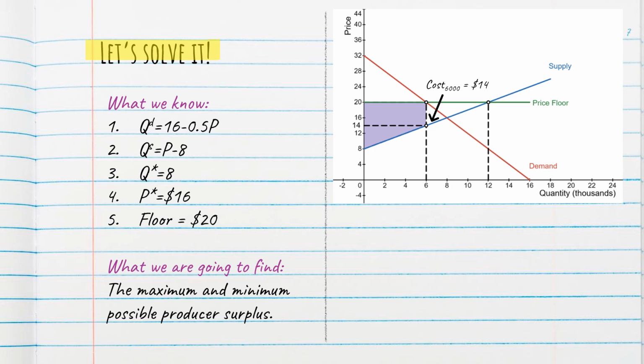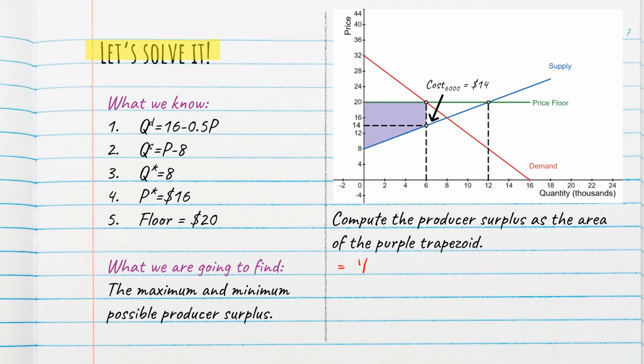Now that we know that value, we can compute the producer surplus as the area of this purple trapezoid. So that's going to be equal to 1/2. I'm starting by finding the area of this triangle here. So 1/2 times 14 minus 8, that's the height of the triangle, times 6,000. Be careful with your units here.